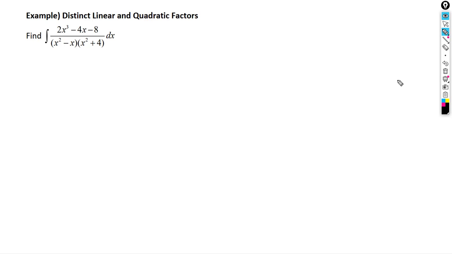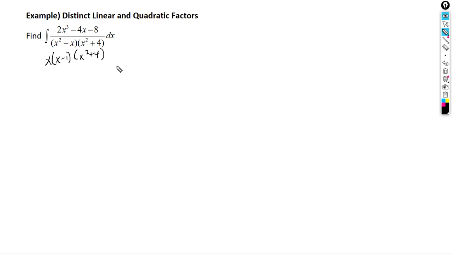In the denominator, we can already see that we have x squared minus x and x squared plus 4. I can take the x squared minus x, and that's x times x minus 1. So my denominator is actually x times x minus 1 times x squared plus 4. I'm able to break that apart and factor it. Now I want to find the decomposition of this fraction.